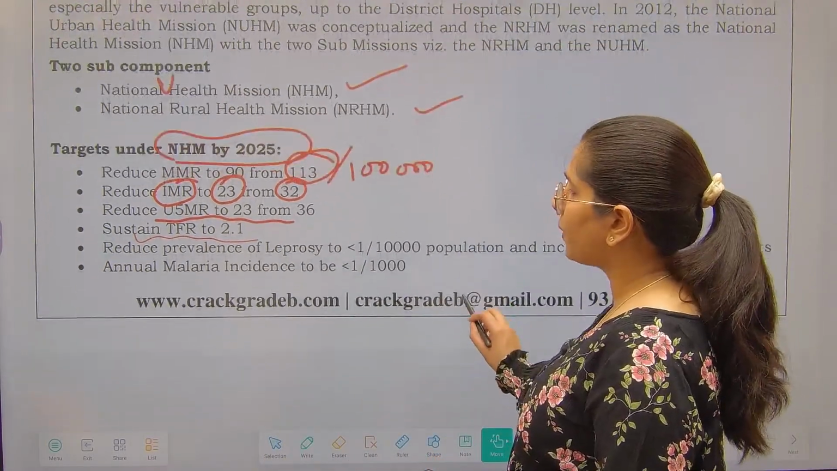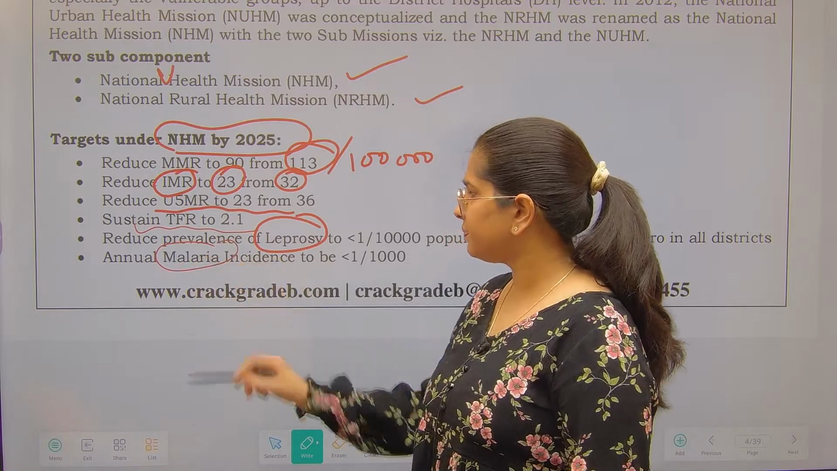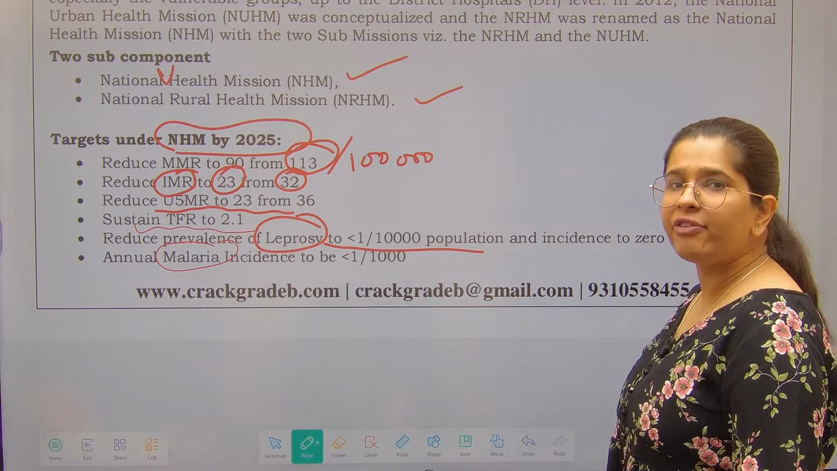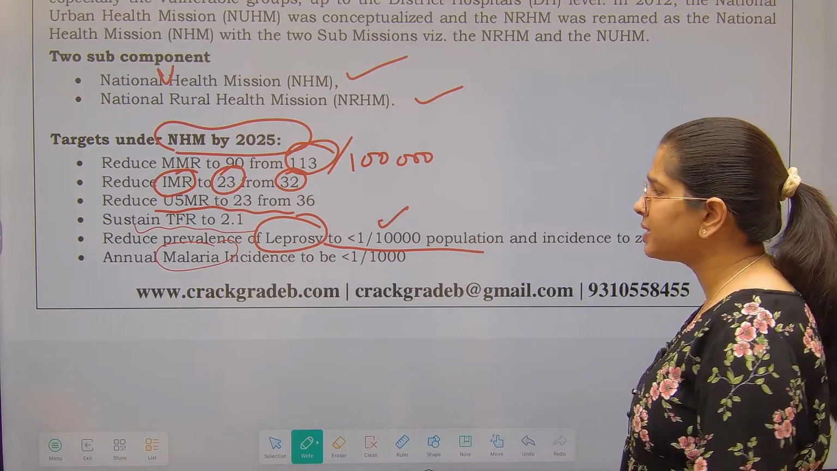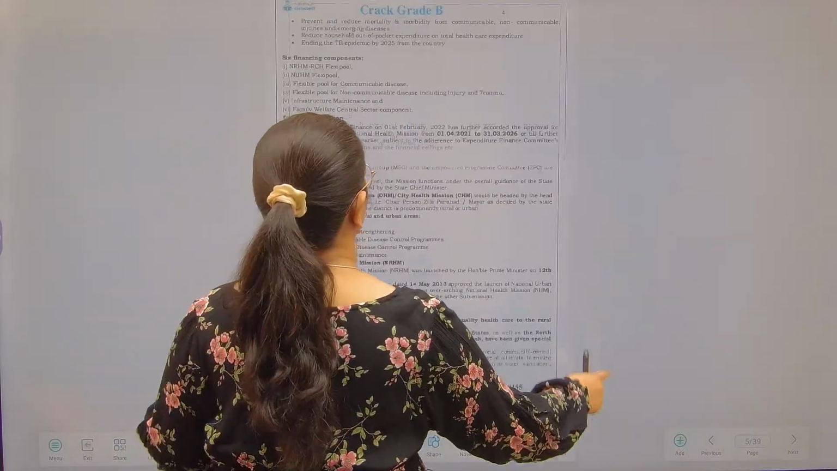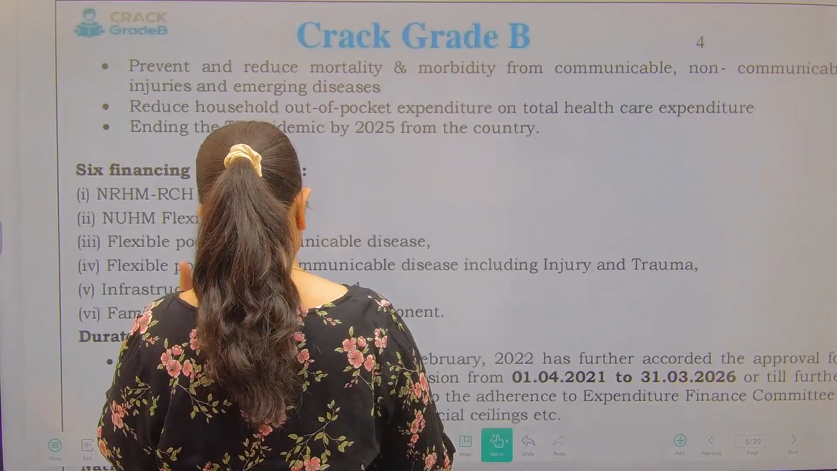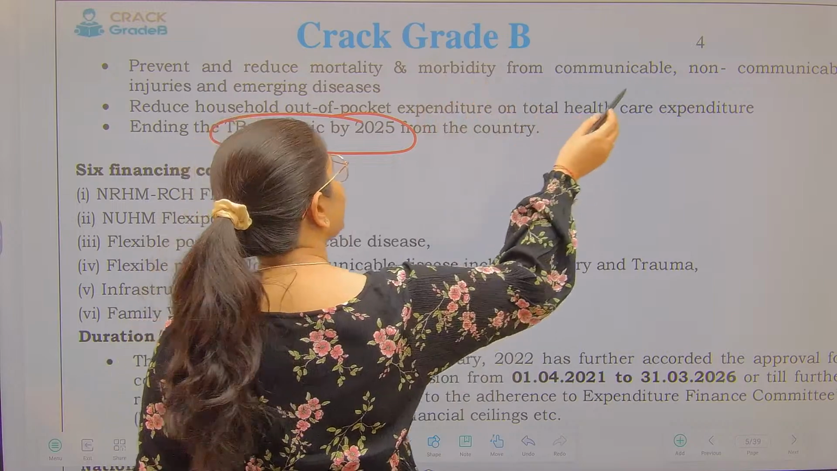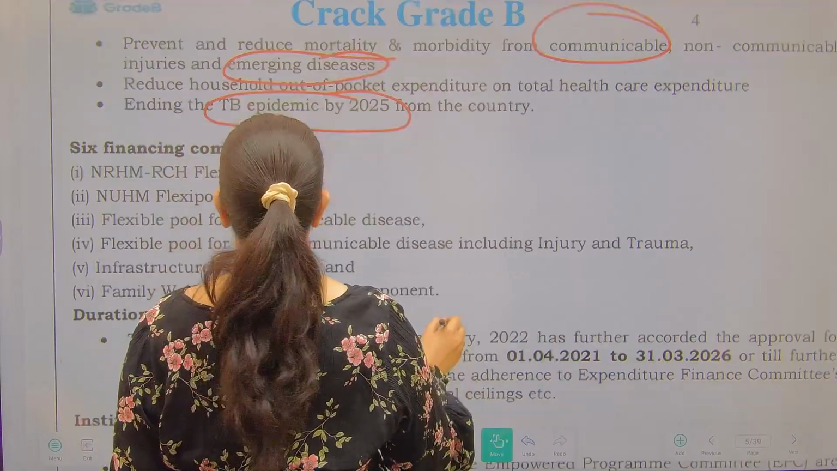Then we have also got components to reduction of leprosy as well as the malaria. So we want to reduce the prevalence of leprosy. In every 10,000 population, we want to reduce the prevalence to just 1, right? And annual malaria incidence 1,000 to 1. Then ending the TB epidemic by 2025 from our country, preventing and reducing communicable as well as non-communicable and emerging disease. These are all the components that we should be seeing.